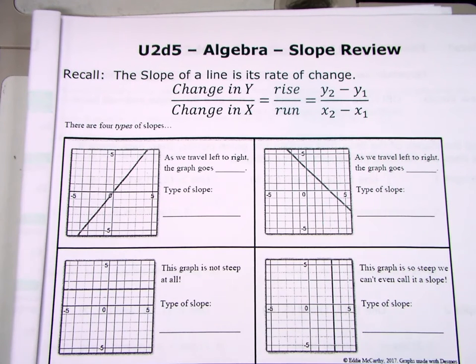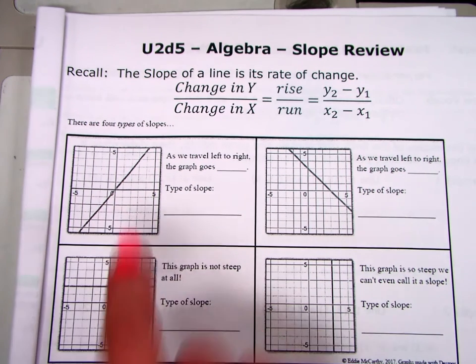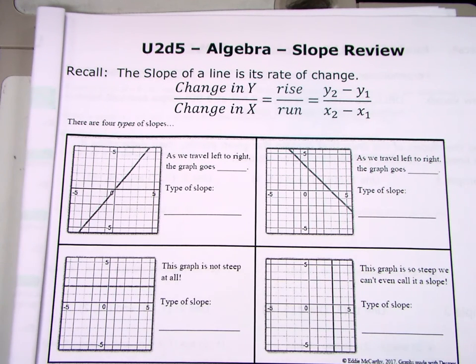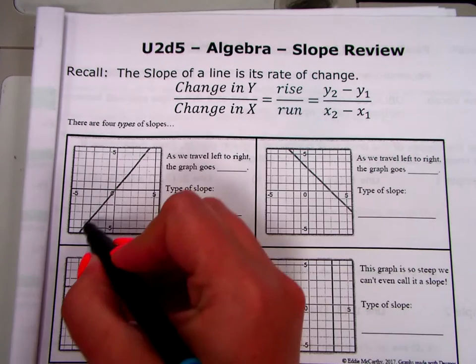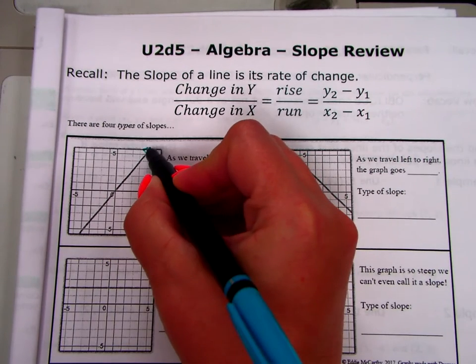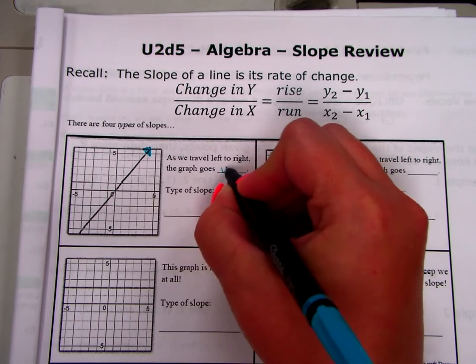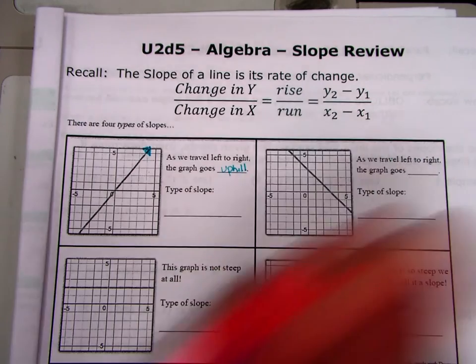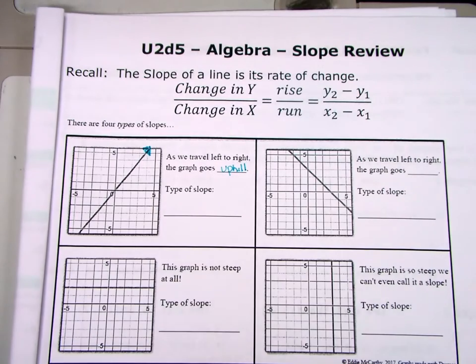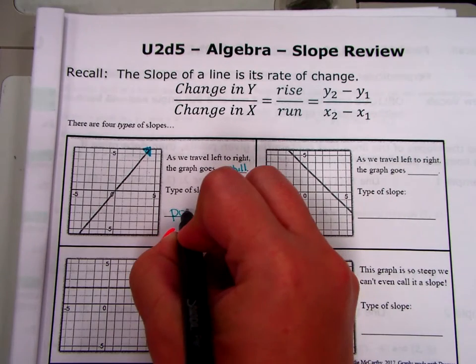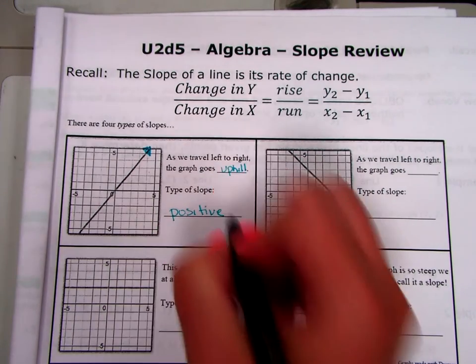When we're looking at a graph and we want to describe the slope, we look at whether it goes uphill, if it goes downhill, if it's horizontal, or if it's vertical. So when I look at this one, what does it do? Uphill. It goes uphill. And we know that because we always travel on a graph from left to right. So from left to right, I can see this is going uphill, which means it's going to have a positive slope.